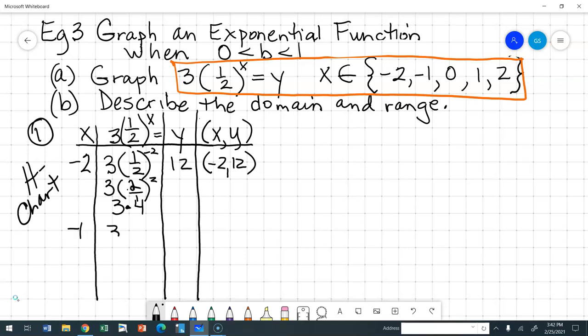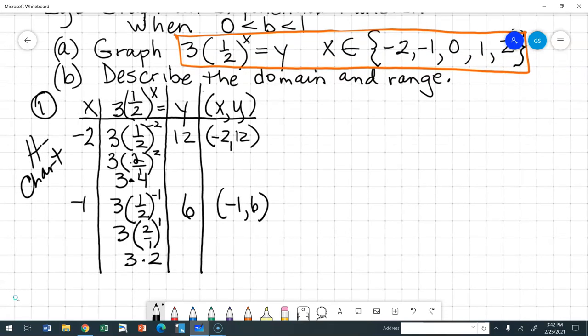Negative 1. 3 times 1/2 to the negative first power, 3 times 2 over 1 to the first power, which would be 3 times 2, or 6. My next ordered pair is negative 1, 6.